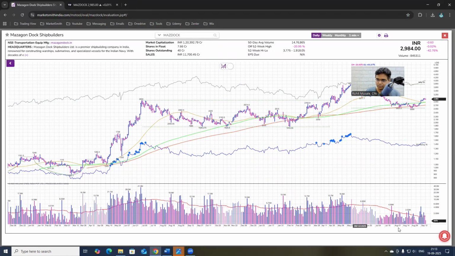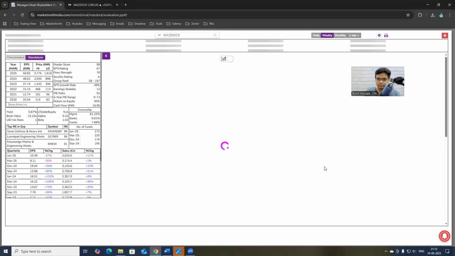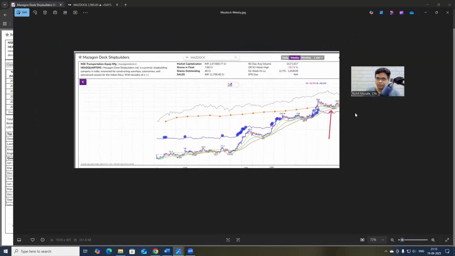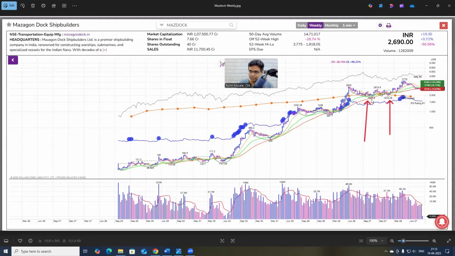Same period, let us look at the weekly time frame chart. So his weekly screenshot is here. So he's pointing towards the same period from July to April. He's pointing towards the two bases that MarketSmith has created. So let's see.